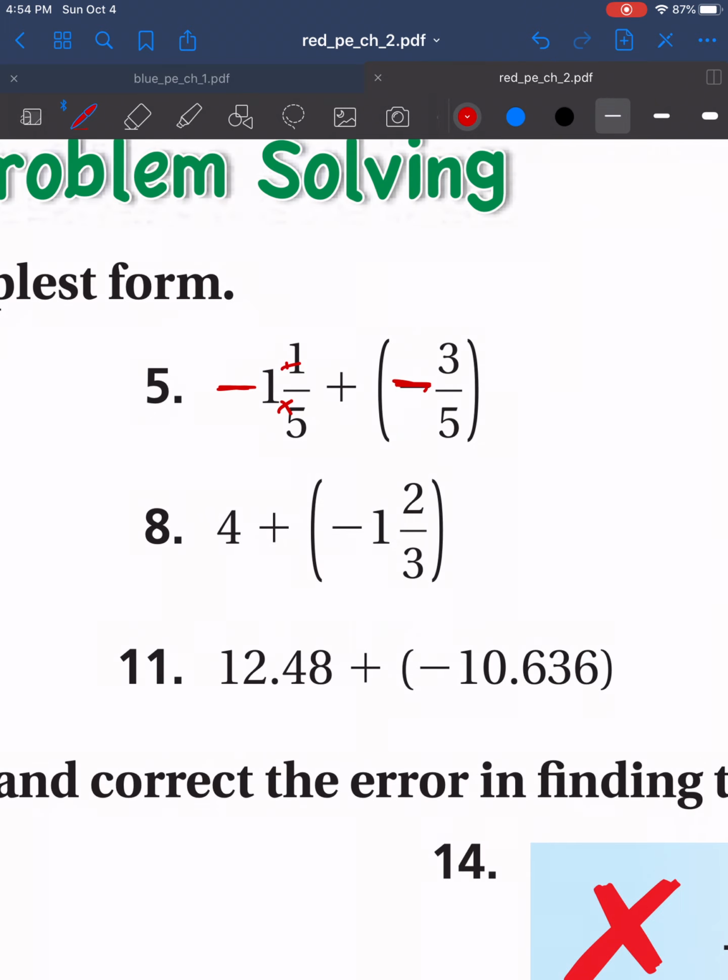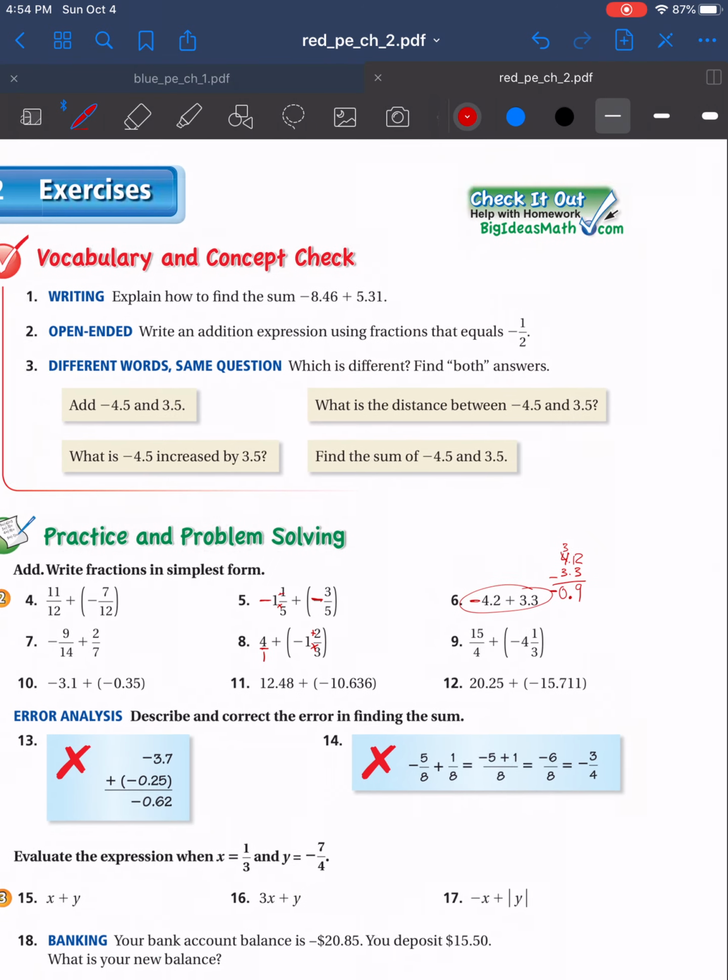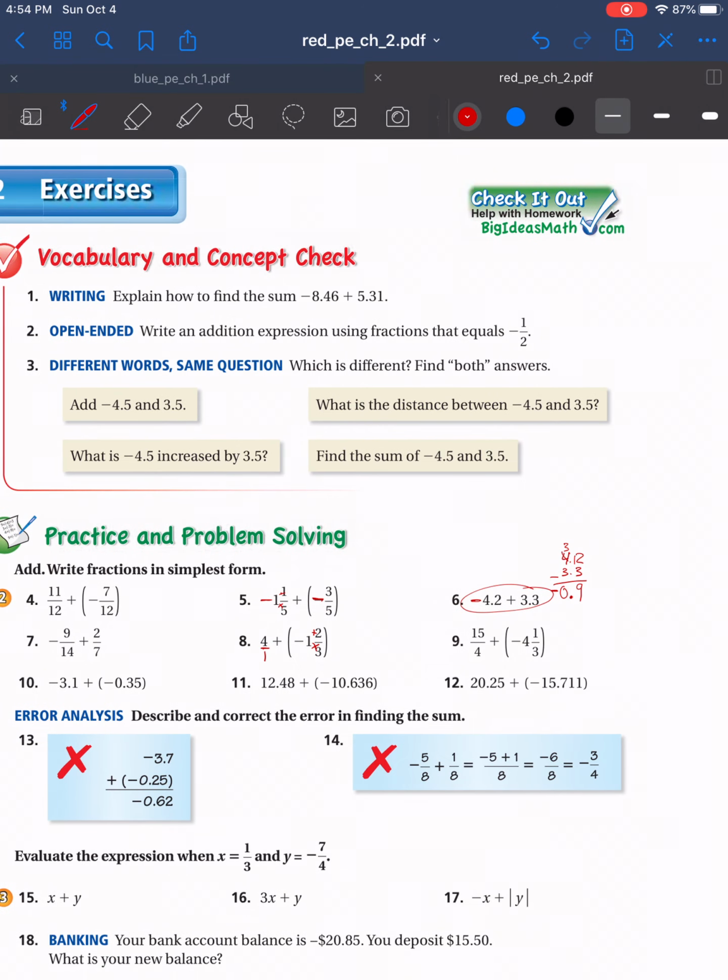Number 8, I would change 4 into a fraction by saying 4/1, and then I would go and get common denominators after changing this into an improper fraction, times plus, okay? Huge things I don't want you guys to forget. I'll be very disappointed if you guys forget those big rules on your homework tonight.